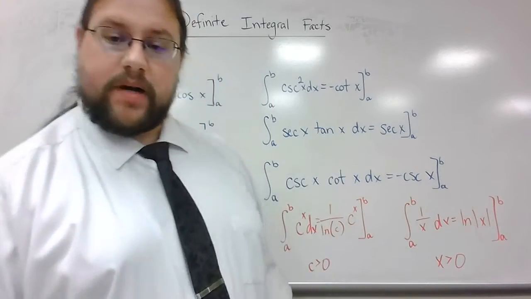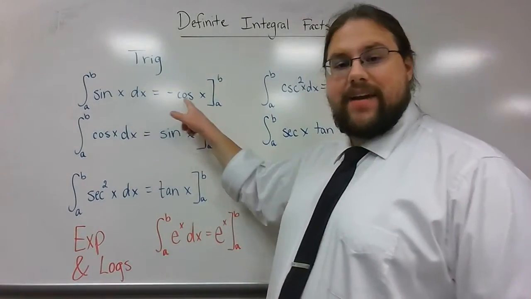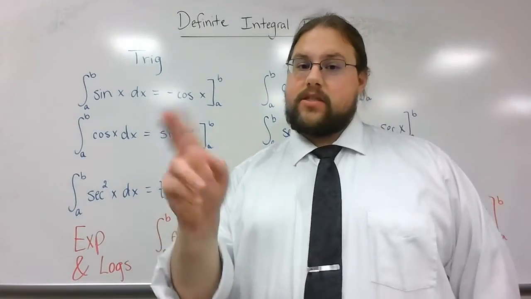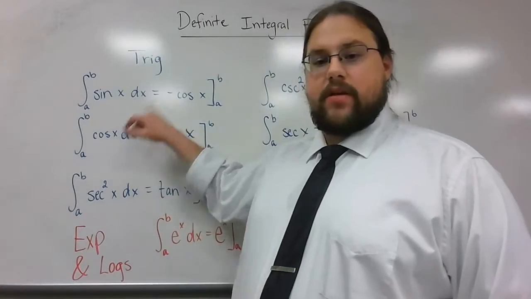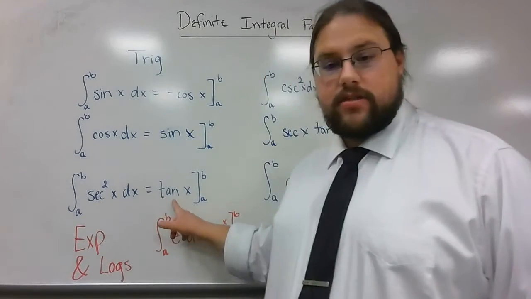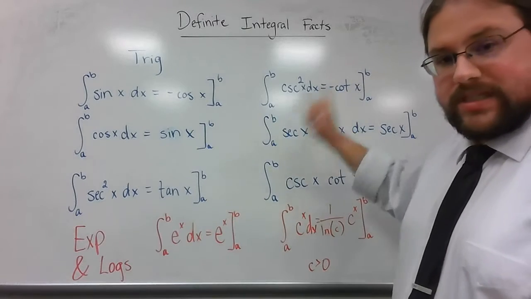about definite integrals. For instance, if you are trying to integrate the sine of x dx, you're going to get negative cosine. If you're trying to integrate cosine, you're going to get positive sine. Notice it switches. So sine gives you a negative cosine, cosine gives you positive sine. If you do secant squared, you're going to get tangent. If you do cosecant squared, you're going to get negative cotangent, again switches signs.